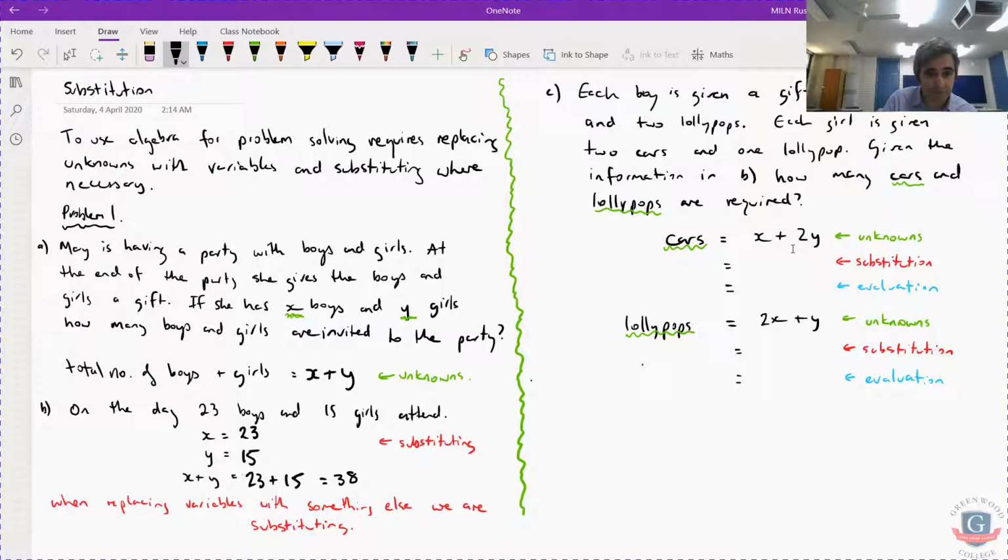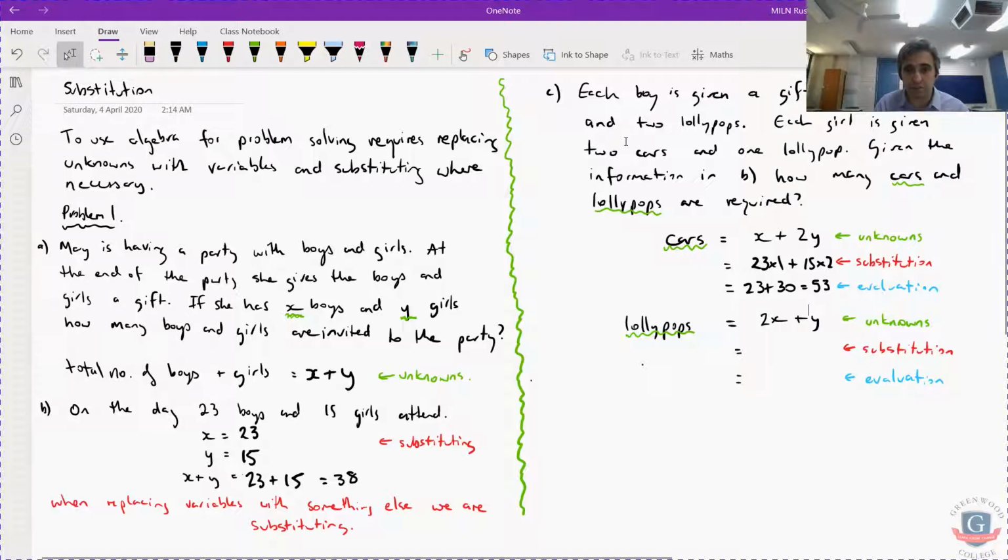There are 23 boys and they get 1 car each. And there are 15 girls and they get 2 cars each. So that'll give us a total of 23 plus 30, which will equal 53 cars needed.